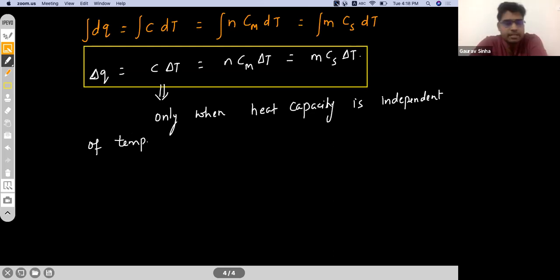Heat capacity, generally, is independent of temperature. We don't have much effect on heat capacity with temperature. But sometimes we have a relation of C with temperature given in the question. If it is given, then you need to put that expression over here and integrate. If it is not given, then we assume that heat capacity is independent of the temperature term. Clear?